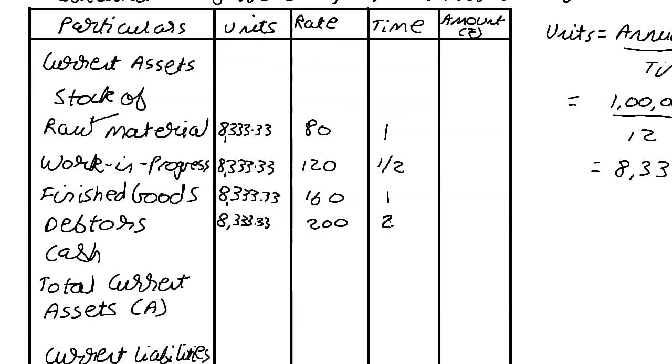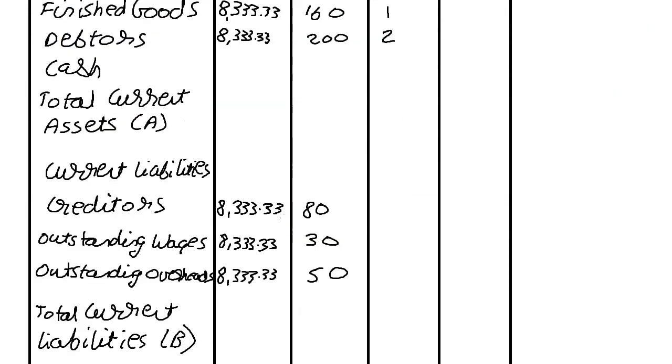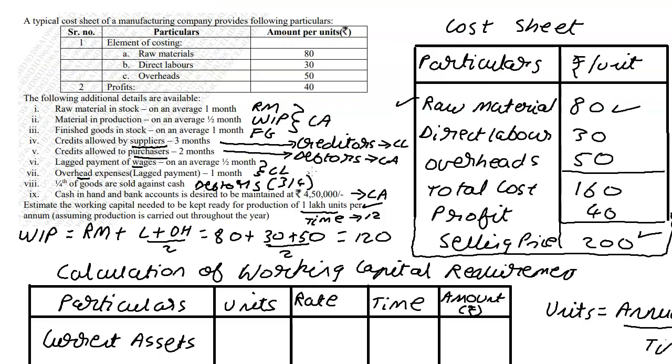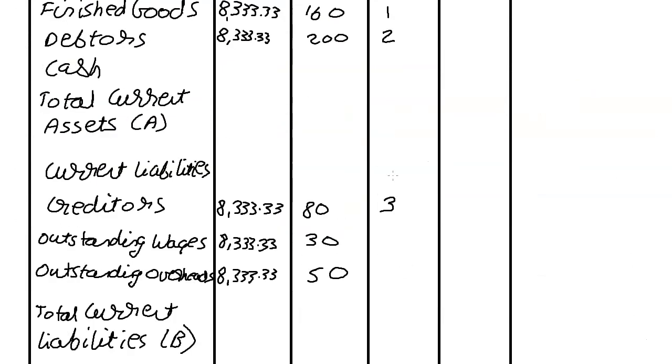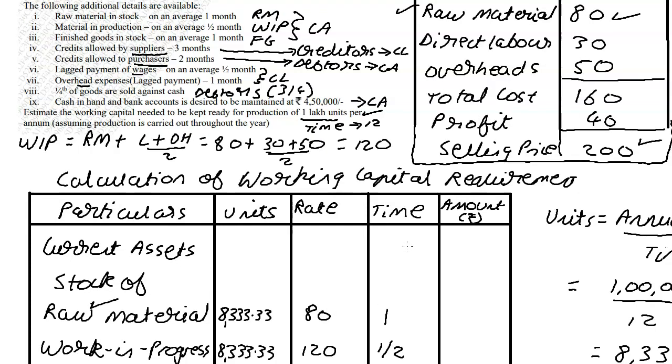Debtors is 2 months. Creditors is 3 months. Okay, going back upstairs, I am going to check out lag in payment of wages. They're saying half a month. Overhead 1 month. Okay, so wages is half a month. Overhead is 1 month. Anything else given to us?